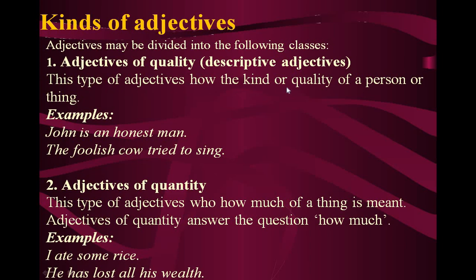show the kind or quality of a person or a thing. For example, John is an honest man. The simple sentence would be John is a man, but in order to explain what kind of man, as I've already said, which answers the question what type, how much, so it explains what type. Okay, so here we are describing the quality of a man, that he is an honest man. So honest here is the adjective.